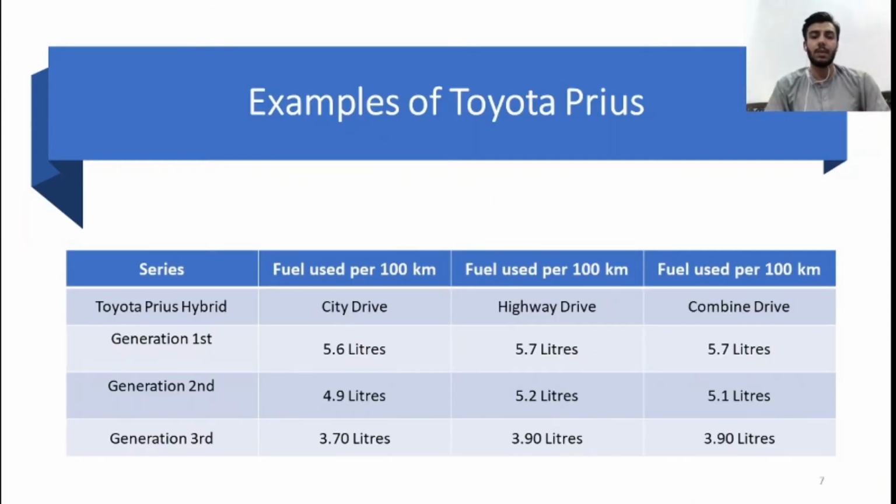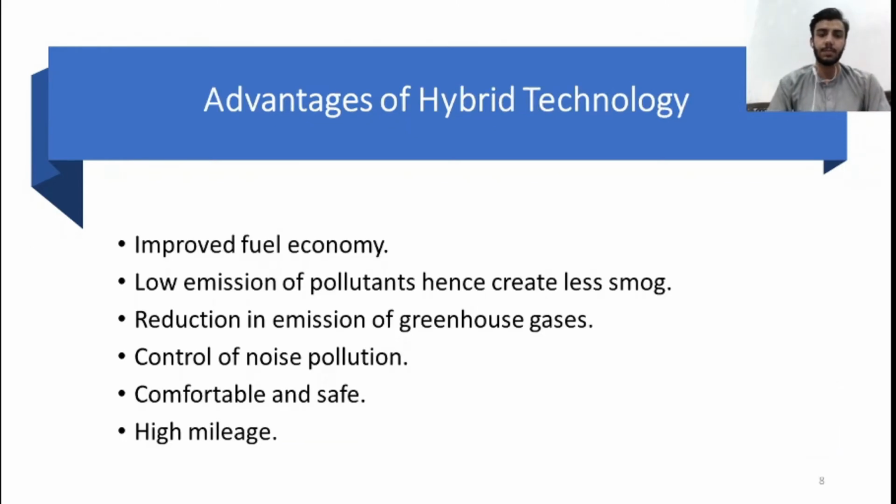Toyota Prius hybrid is taken as an example here, which explains the fuel used per 100 km by different generations of this series. As you can see, the city drive, highway drive and combined drive and their fuel usage is given in the table, which shows a consecutive decrease in the usage and consumption of fuel, and it proves that hybrid automobiles are very efficient in usage of fuels.